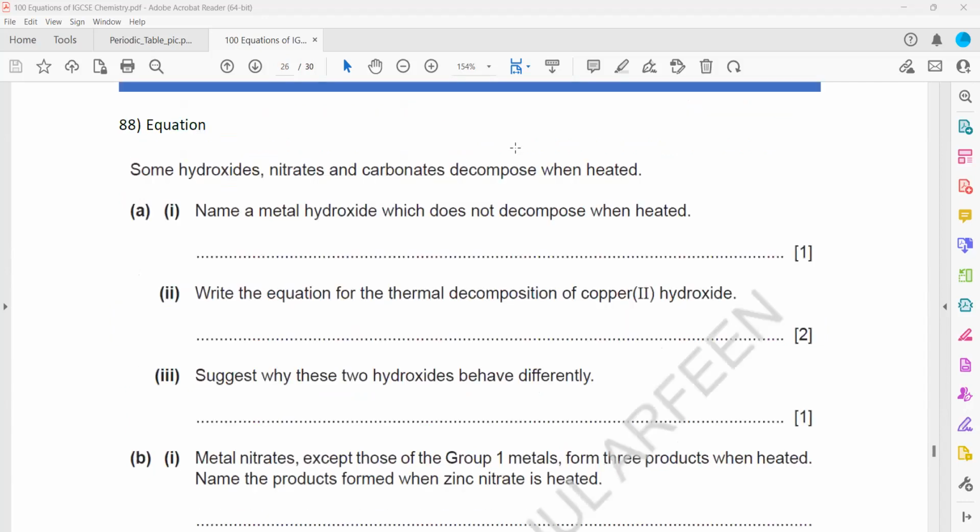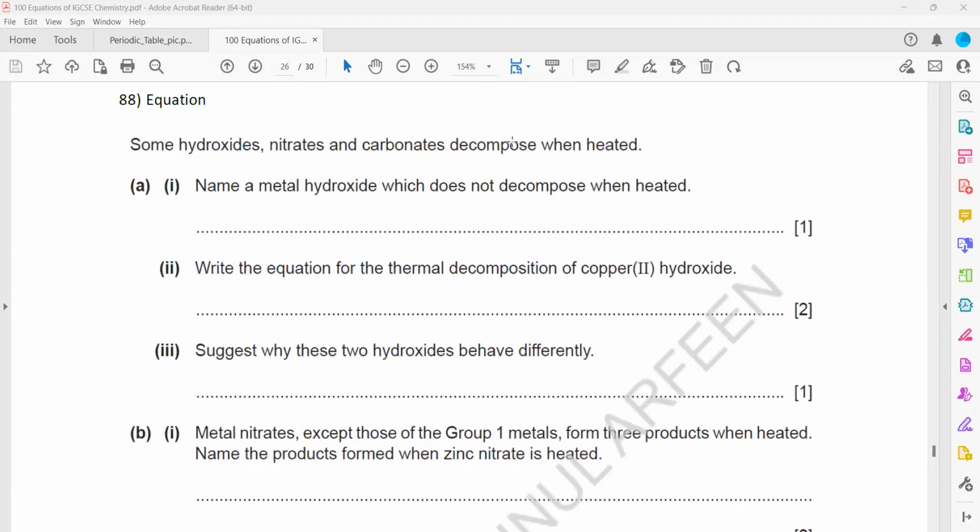Some hydroxides, nitrates, and carbonates decompose when heated. Name a metal hydroxide which does not decompose when heated. You can mention sodium or potassium because both are stable to heat. You have to remember the table of thermal decomposition: the more reactive metals have more stable hydroxides, which do not decompose on heating, such as potassium and sodium. Even their hydroxides and carbonates are both stable to heat.